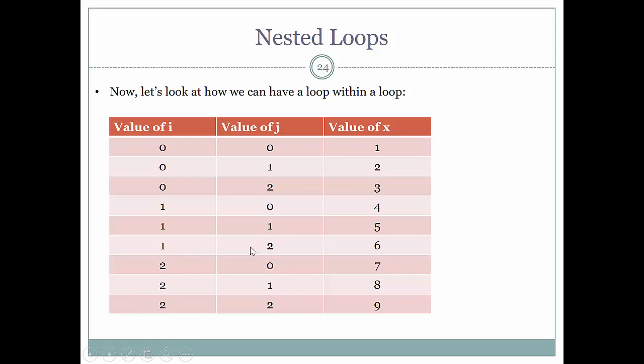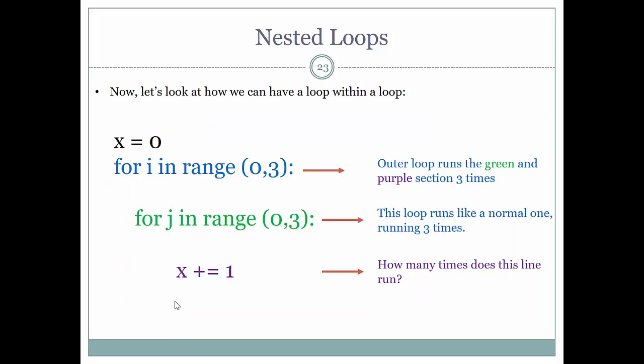0, 1, and 2. And finally, for i is 2, j takes the value of 0, 1, and 2. Every time that the loop or j runs, x increases by 1. And finally, after i completes 3 loops of j, when i is 2, it goes back to check, is i now 3? And that is when the entire nested loop stops.